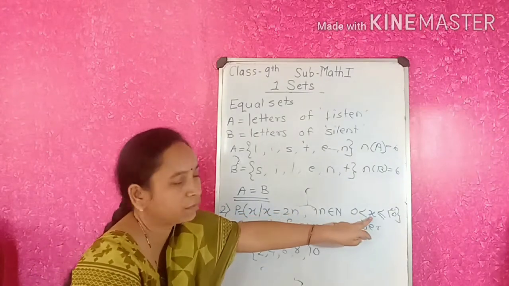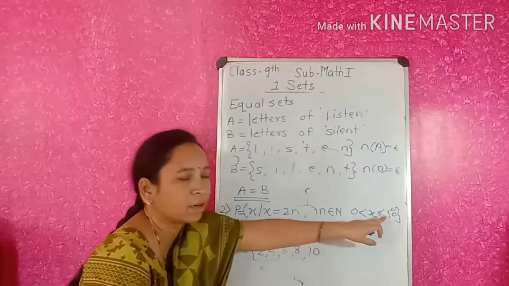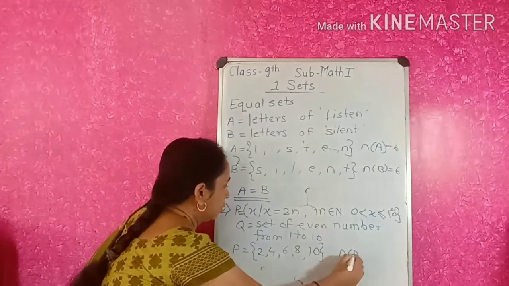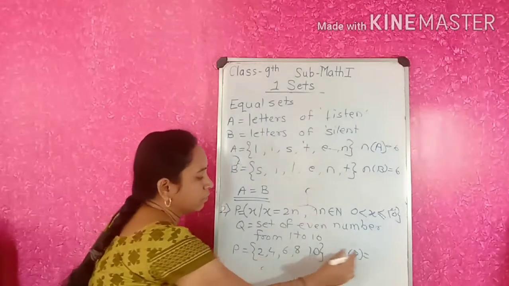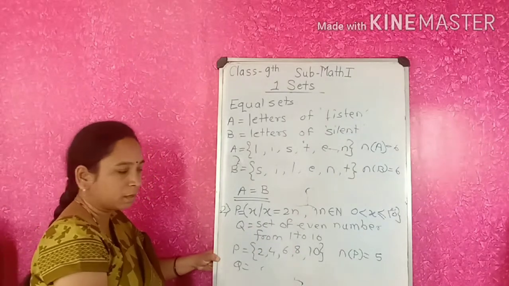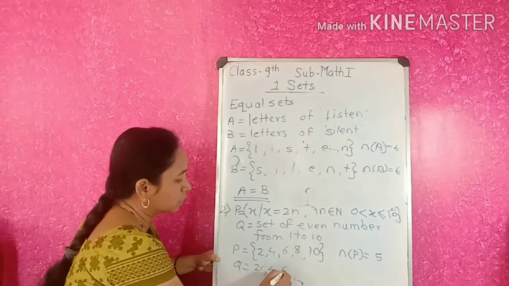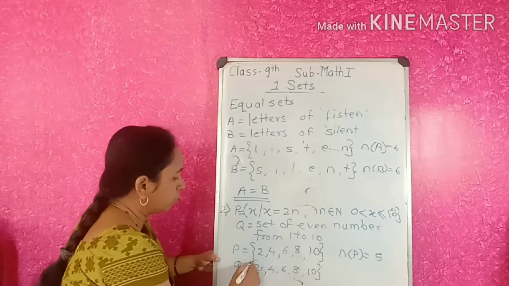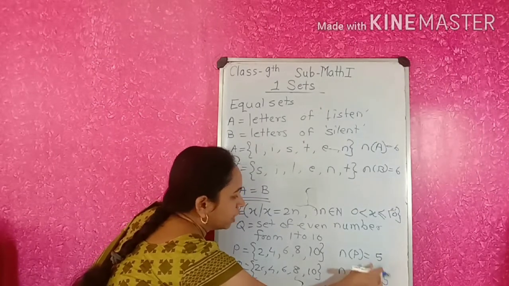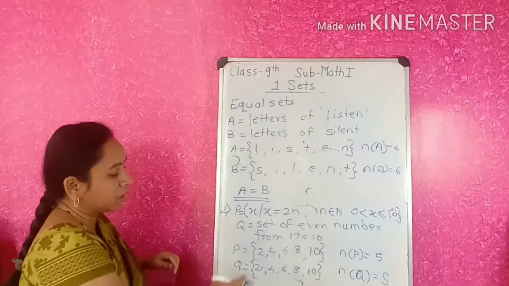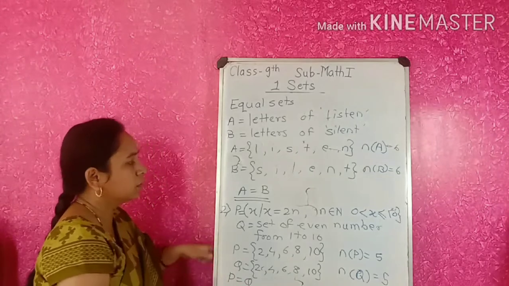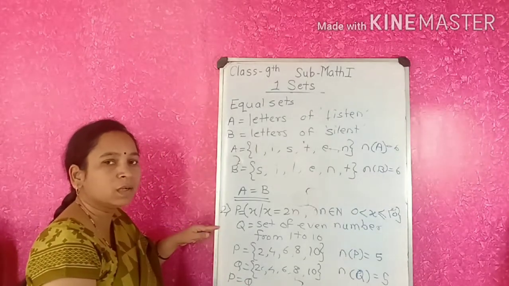But here I have given the condition that x should be less than or equal to 10. So up to here I'll get the P. So n of P is equal to 5 elements. Now Q, the set of even numbers from 1 to 10. So here you will get 2, 4, 6, 8, 10. Now see, for both of them n of P and n of Q is equal to 5. The number of elements is the same and the elements are also the same. So here I can say that P is equal to Q. So these two are examples of equal sets.